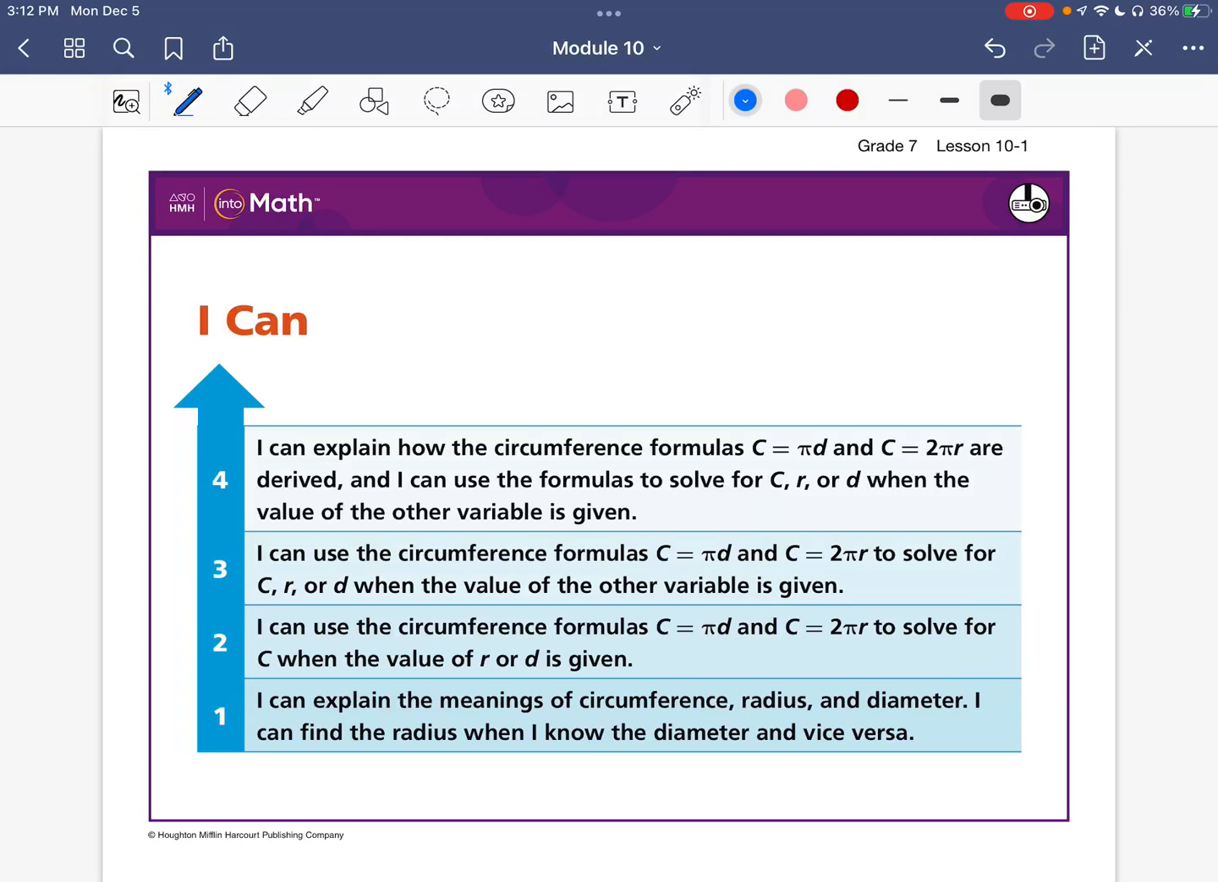Here is grade 7, module 10, lesson 1. Our I can statement for today is: I can use the circumference formulas C equals pi times diameter and C equals 2 pi r to solve for C, r, or d when the value of the other variable is given.